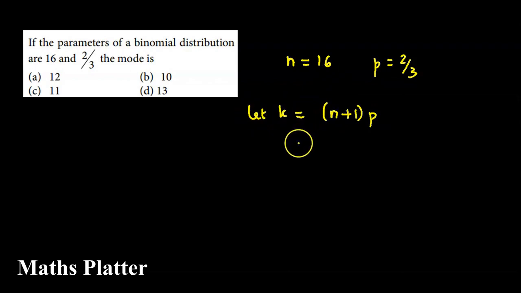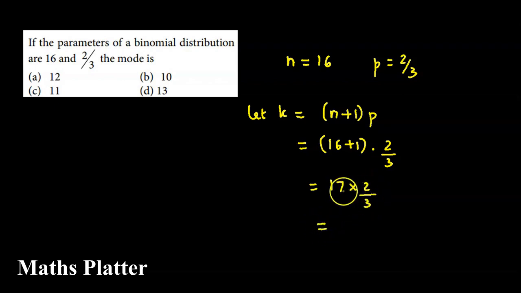Now let us substitute. ये हो जाएगा 16 plus 1 into 2 by 3. So that is 17 into 2 by 3. ये हो जाता है 34 divided by 3. Let's do that. 34 divided by 3. ये आता है 11.33.